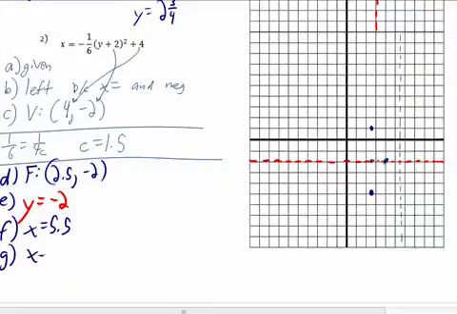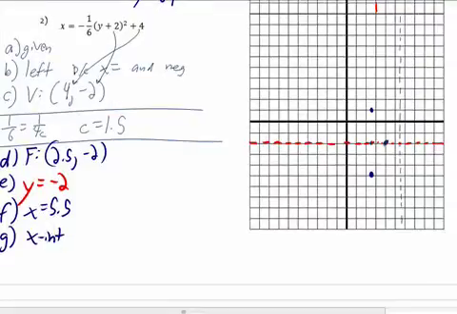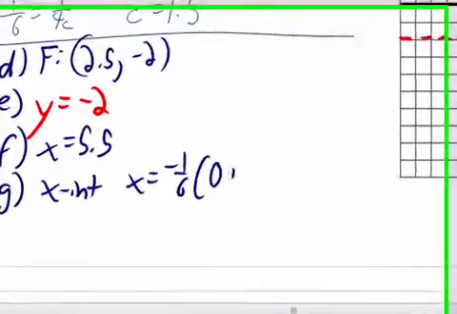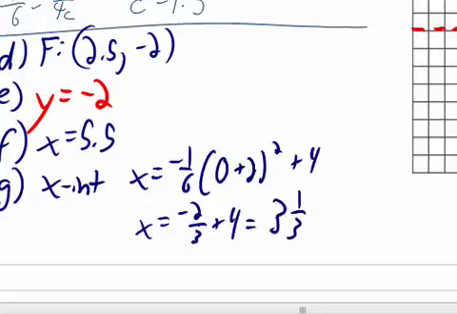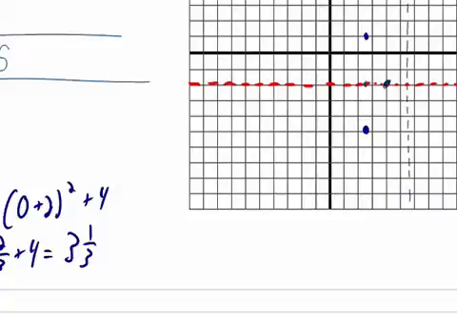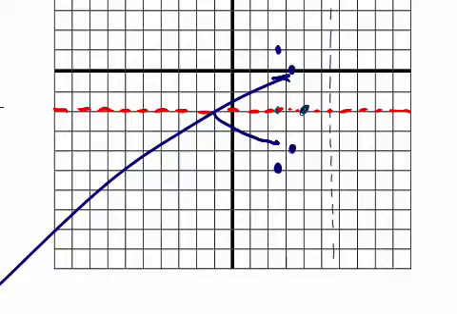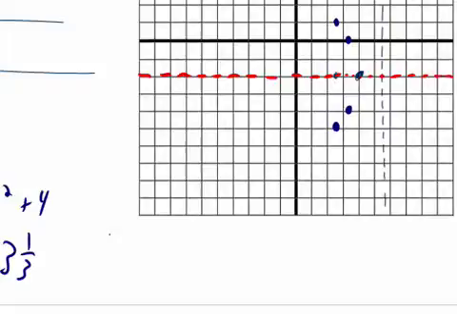Let's go x-intercepts. X-intercepts occur where you set y equal to 0. Plug 0 in for y, we get x equals negative 1/6 times 0 plus 2 squared plus 4. We get x is equal to negative 2/3 plus 4, or 3 1/3. That is the x-intercept. So let's plot that on the x-axis over 3 1/3. And then we're going to put its opposite point on the axis of symmetry. So there's 2 points. Now we can see from this graph that it's actually going to cross the y-axis twice.